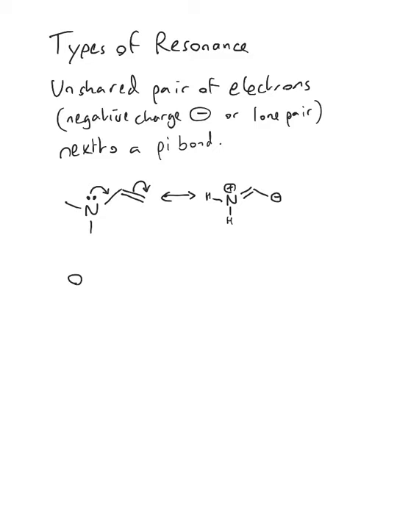Just to show an example of a negative charge. So if we have something like this oxygen in this case with a negative charge, it can resonate, give the oxygen carbon double bond and a negative charge on the carbon adjacent to it, and do further resonance.